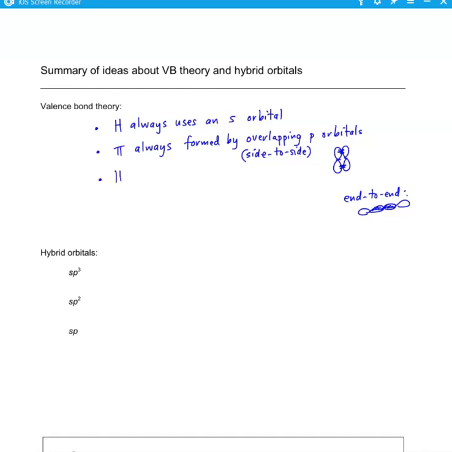And finally, and this is probably one of the most useful things that you'll get out of this summary, the hybrid orbitals. Hybrid orbitals are used to form sigma bonds and to hold lone pairs. So if you see a lone pair on an atom, it's most likely going to be in a hybrid orbital.